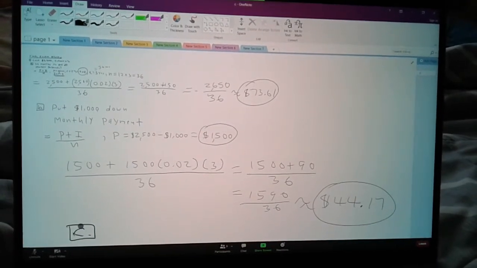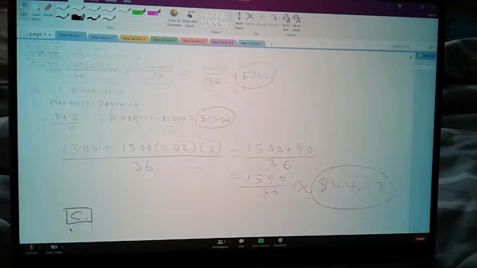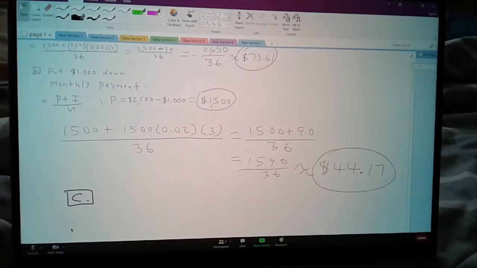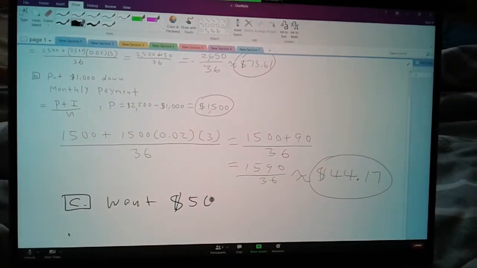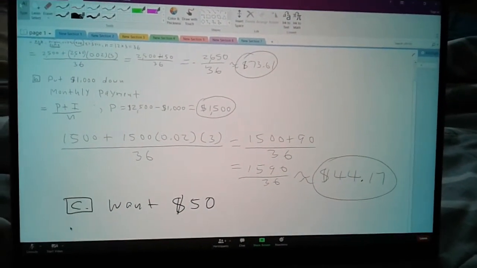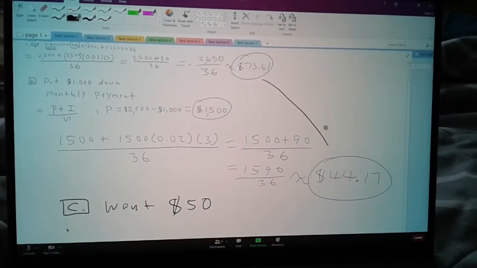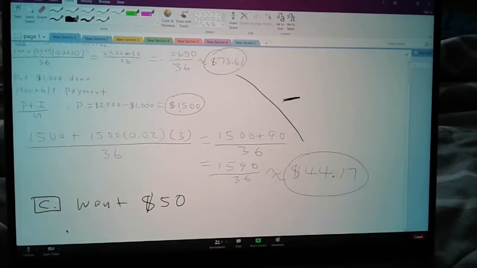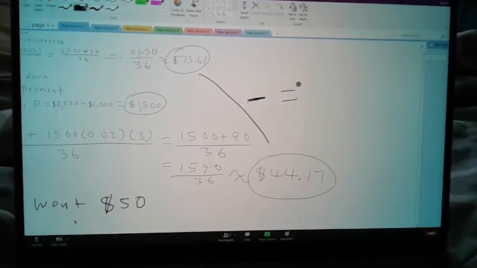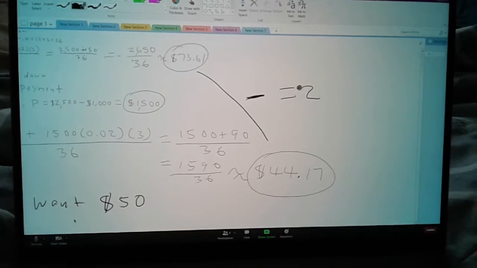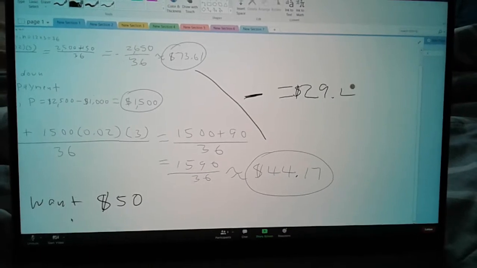Okay, so let's say that you have a monthly payment. You want it to be $50 instead of 73. Then how much of a down payment would you need to pay, basically? Wait, Professor. Did you ask for how much it reduces your monthly payments by? Right. So you have to subtract these two numbers. So what does it come out to? $29.44.